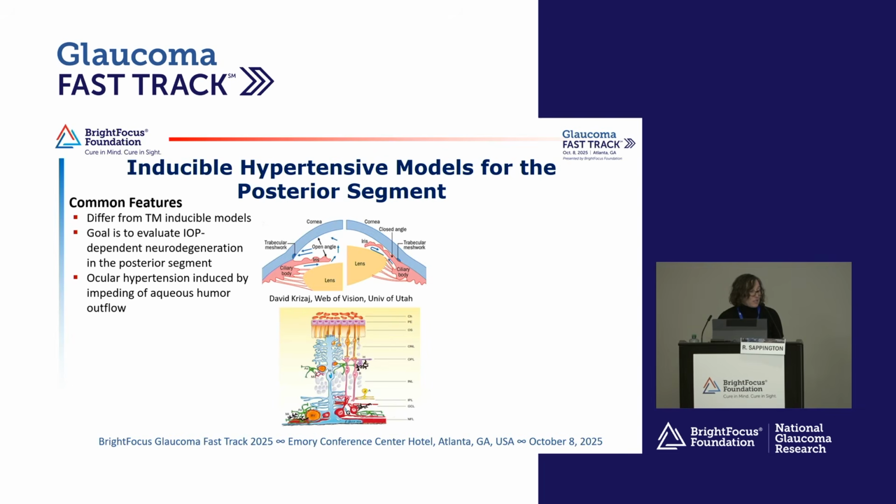And what you will see as we go through the talk is that one of the key features is actually that these models for posterior segment actually damage, for the most part, the anterior segment, which would preclude evaluation of normative function for the anterior segment. So in these cases, ocular hypertension in our models are looking at impeding aqueous outflow.